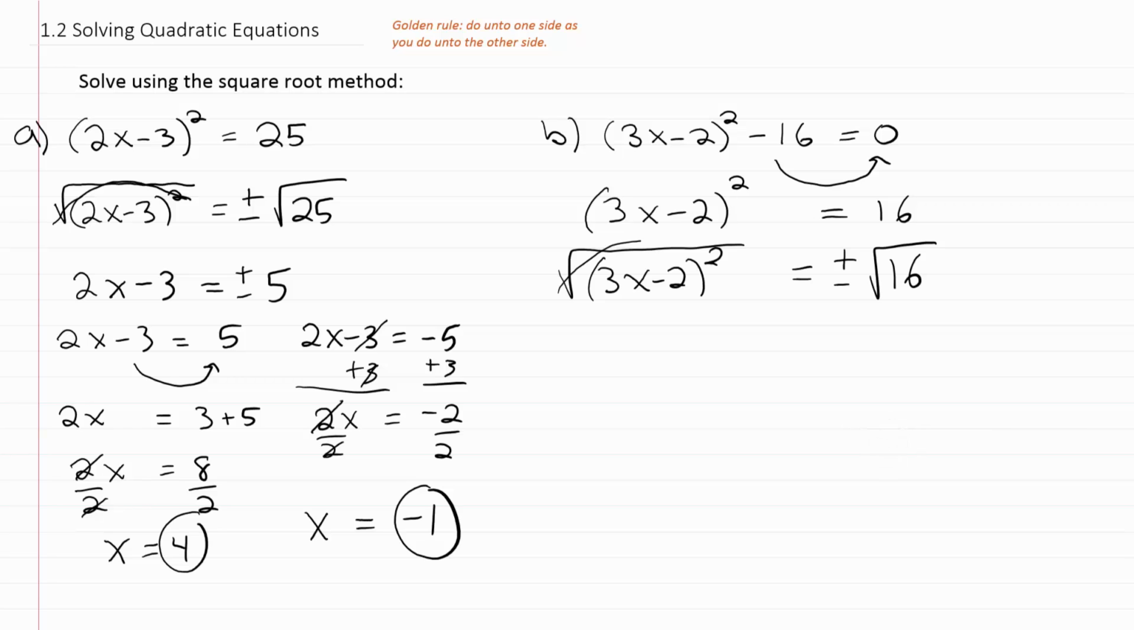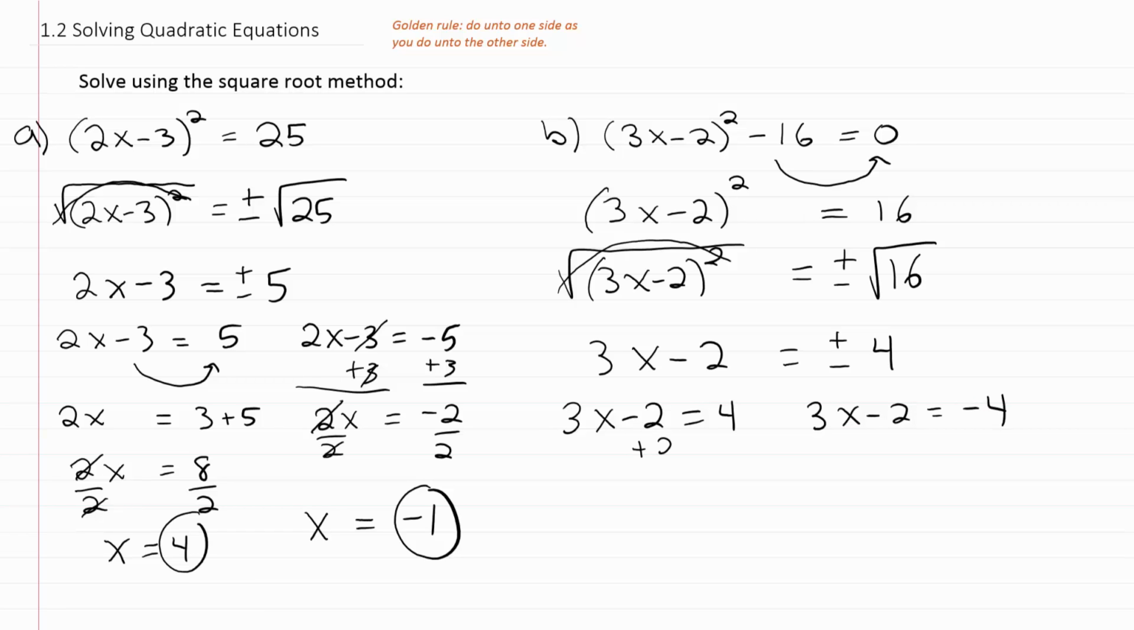Now the square root of the left-hand side cancels out the square. So we end up with 3x minus 2. And that'll be equal to plus or minus 4. And then we solve these equations separately. So we'll have 3x minus 2 is equal to positive 4, and 3x minus 2 is equal to negative 4. If we add 2 to both sides here on the one on the left, we end up with the answer 3x is equal to 6. And that must mean that x is equal to 2, right?